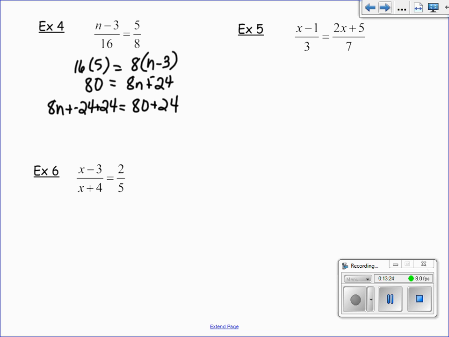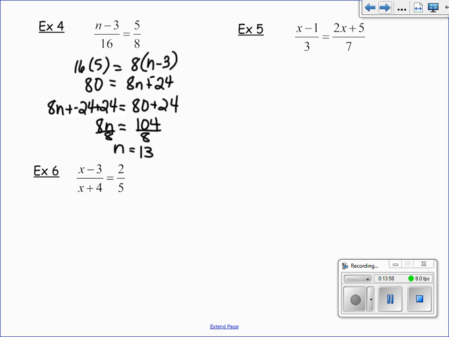What does the left side simplify to, Mikey? And what about the right side, Wendy? Very good. What do we do to solve for n? We divide by 8. Good. And n equals 13. So the product of the means and the extremes allows us to solve for unknowns in these proportions.